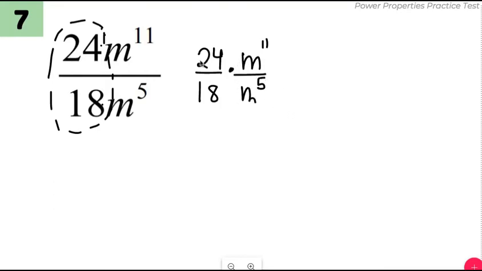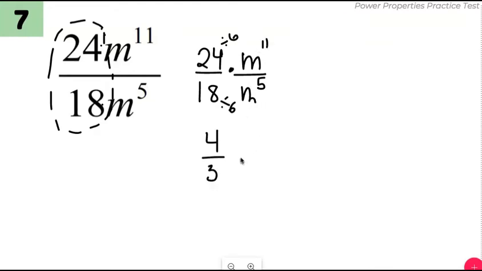This is the exact same thing. 24 times m to the 11th over 18 times m to the 5th. It's just that I separate them so that visually my brain can focus on each at a time. So I would look at my fraction and I would simplify. I can divide a 6 out of each, and I get 4/3.